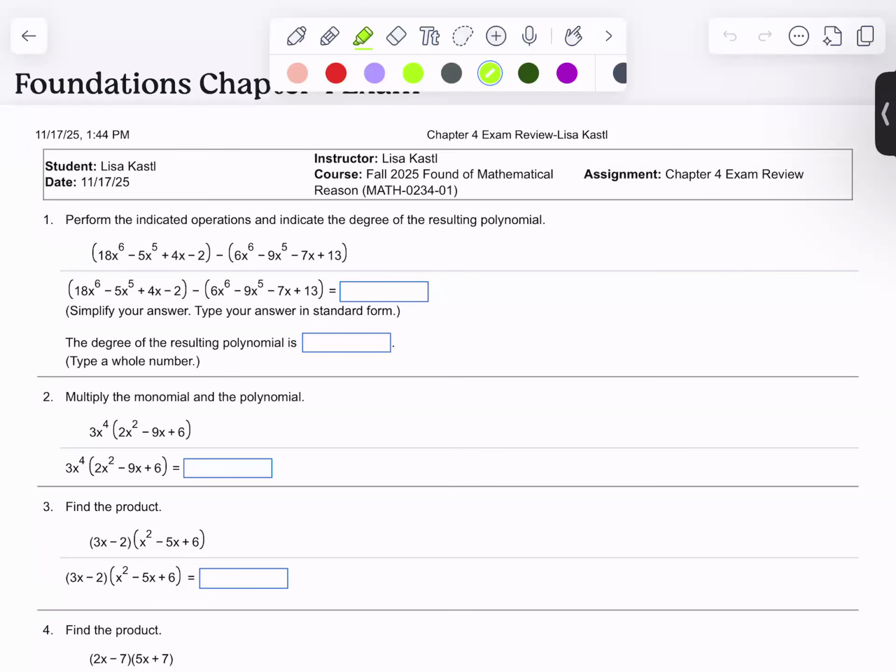This is the Chapter 4 exam review. Problem number 1. Perform the indicated operations and indicate the degree of the resulting polynomial. So it looks like we're subtracting these two polynomials. So I'm going to change the sign of everything in the second parentheses and then add it to the first polynomial. So let's do that.